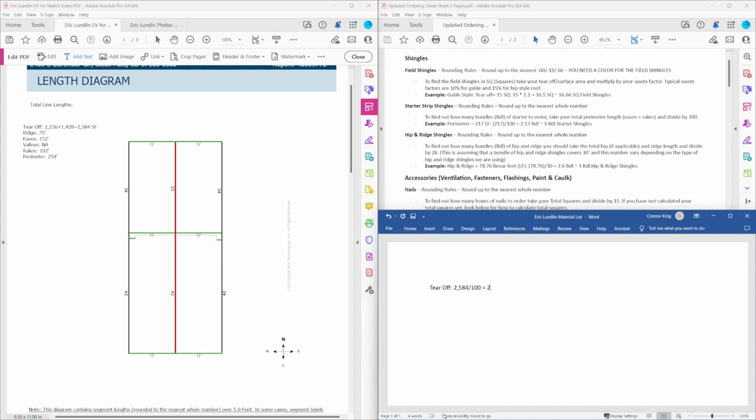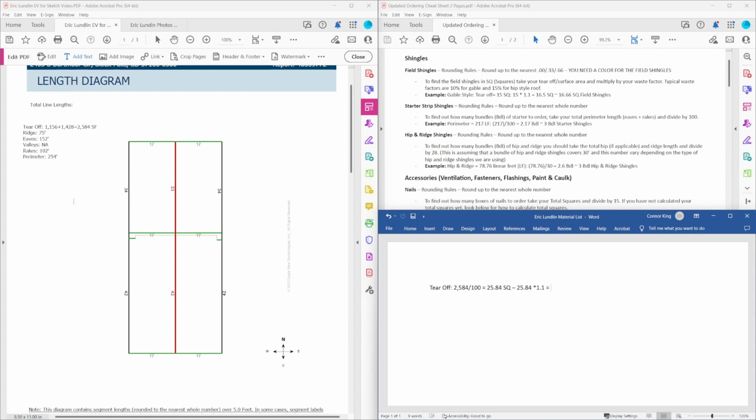So now we have 25.84 squares. And then we're going to take that 25.84 and multiply by 10%. Now we could probably get away with a lower percent waste on this. We might be able to get away with 5 or 7%, but just for the sake of practice and kind of starting out until you get familiar with the waste percentages, we're going to go with the 10%. So we're going to throw that in our calculator.